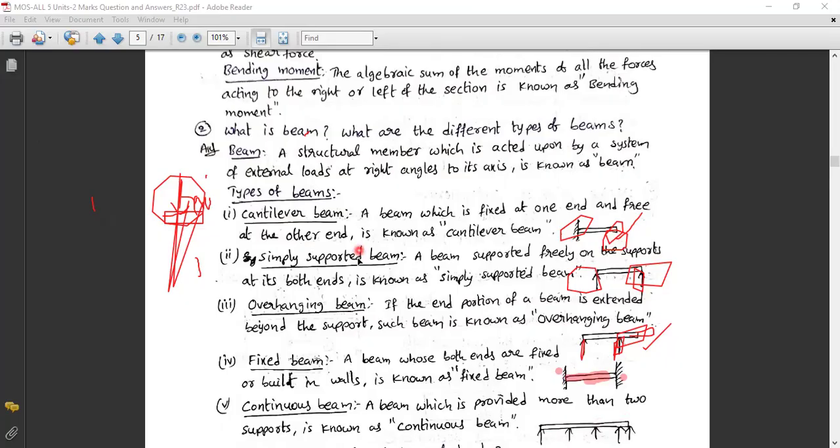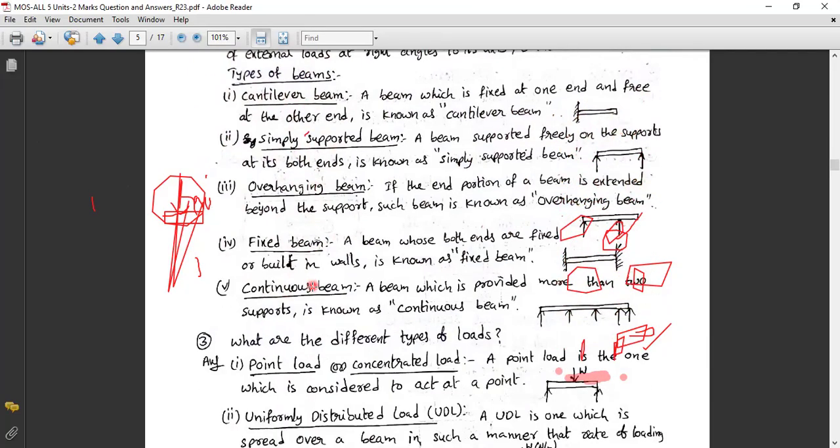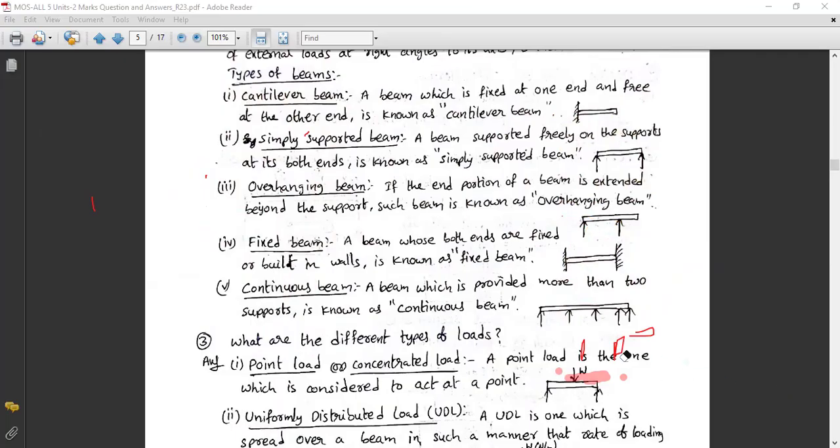I hope you have understood this. What is a beam and what are the types of beams? The types of beams are cantilever, simply supported, overhanging, fixed, and continuous. But the cantilever and simply supported beams are very important. As per our syllabus, we are discussing those more. So I will clean this so that it will not confuse you. Next question I am going to take here.